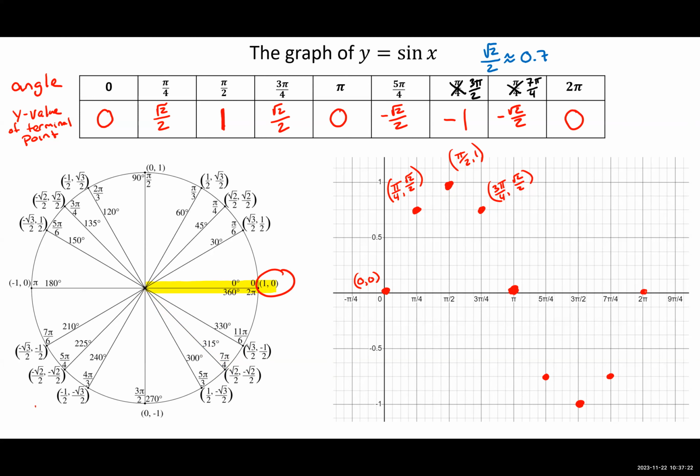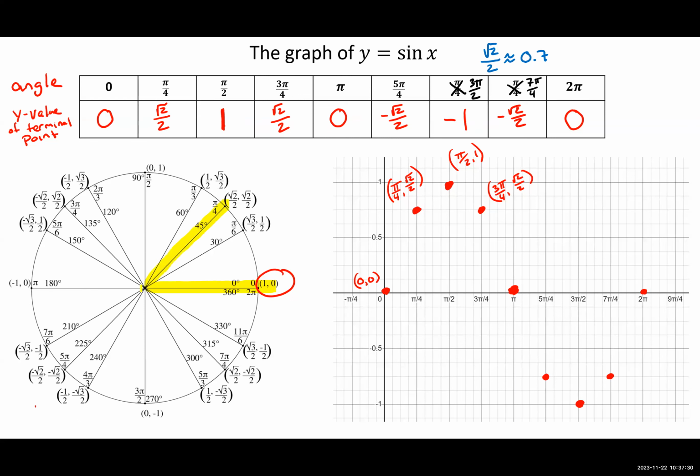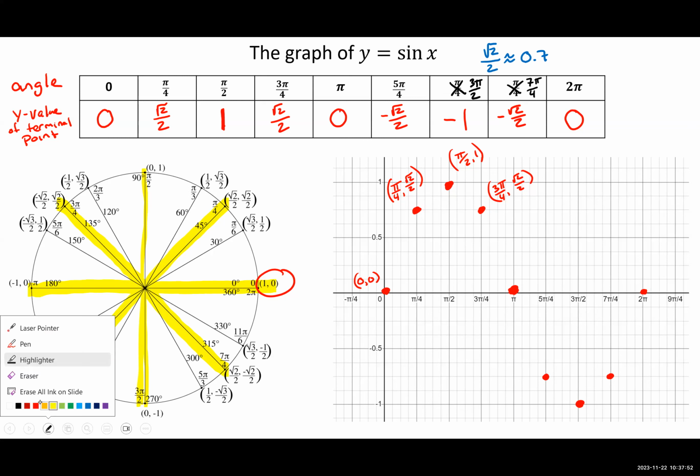All right, so we could have graphed even more points, right? This was just my choice. I chose to use multiples of 45. So I used all of these angles that I'm highlighting right now. There were 8 more points on the unit circle. I could have plotted 8 additional points. I figured this was enough. 9 points was enough.